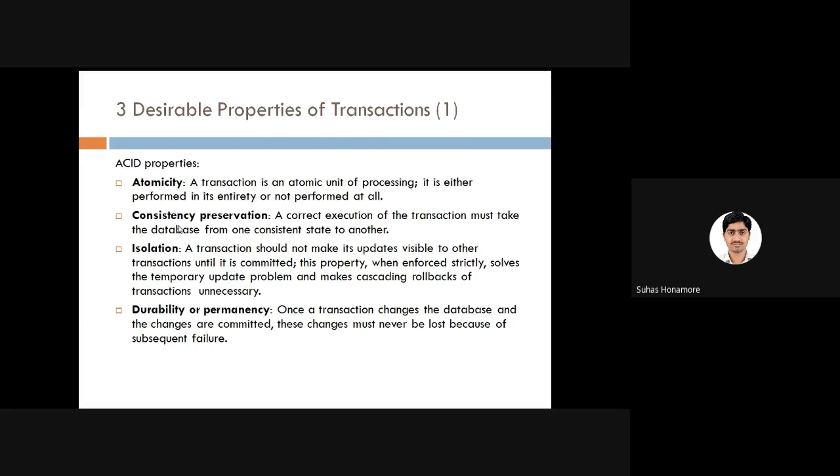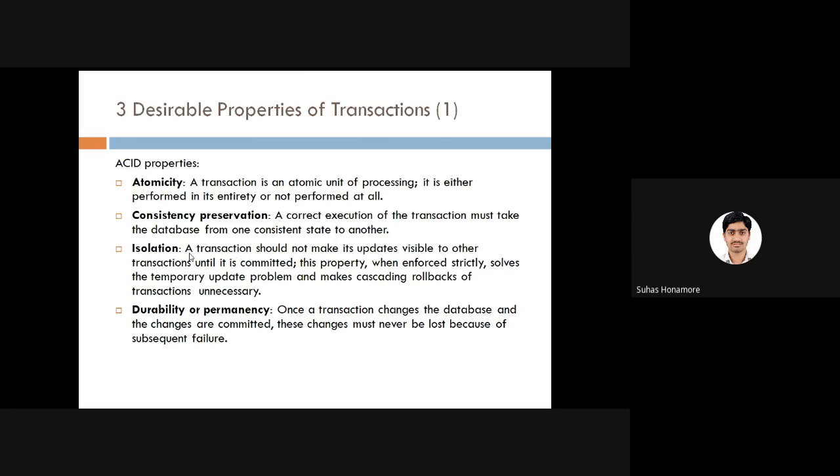Then the second one is consistency. Consistency is nothing but the correct execution of a transaction must take the database from one consistent state to another. Whenever you are performing something, it should not affect the database. The database should be in a consistent state only. Whenever you are manipulating any data or record by the transaction, the entire database should be in a consistent state. That is the second property, consistency preservation.